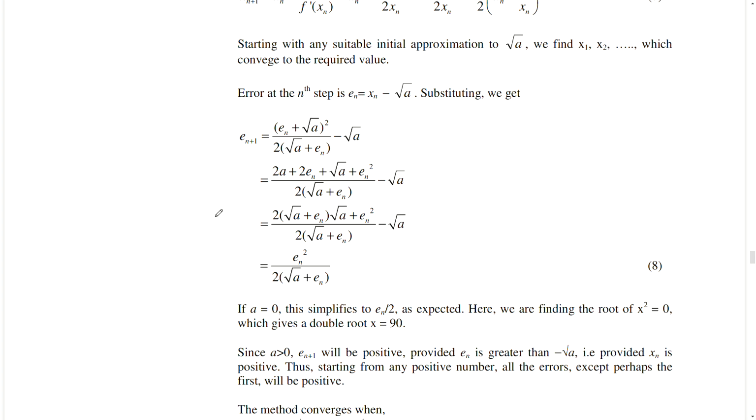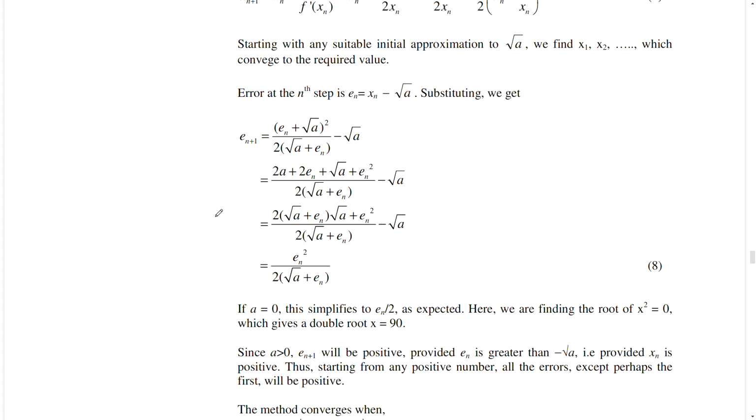equal to 2a + 2en + root over (a + en)² by 2 of whole root over (a + en) − root a equal to 2 of root over (a + en) of root over (a + en)² of 2 root over (a + en) − root over a equal to en² by 2 root over (a + en). If a equal to 0, this simplifies to n by 2 as expected.